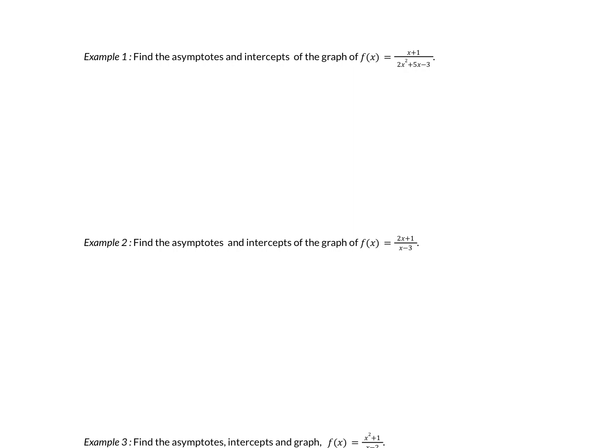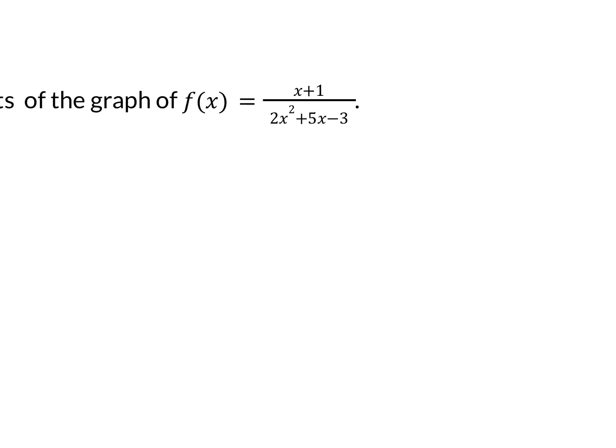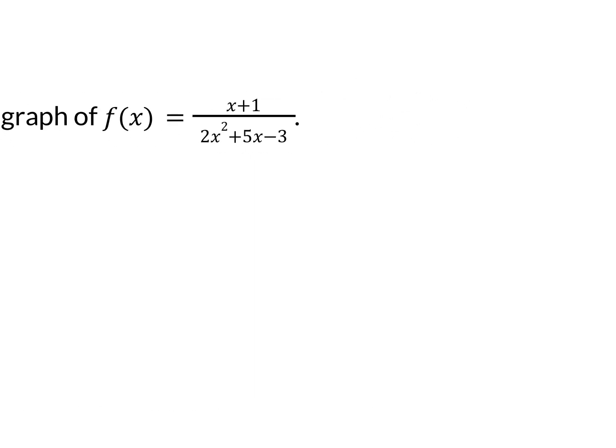So if I look at this example here, I am given a function, f of x equals x plus 1 over 2x squared plus 5x minus 3. If you could factor either of those, that is what you should do to start. Can we factor one of those? Yes, we can. Okay, so let's go ahead and factor the denominator, because x plus 1 is already done for us.